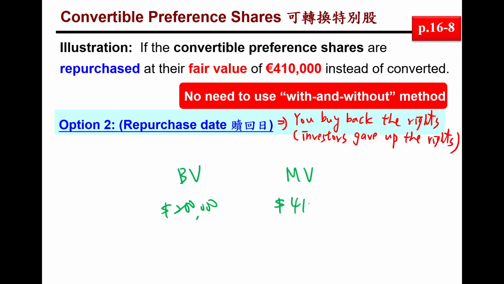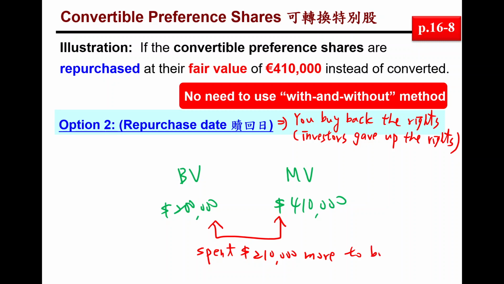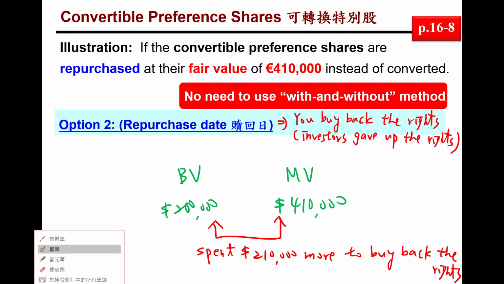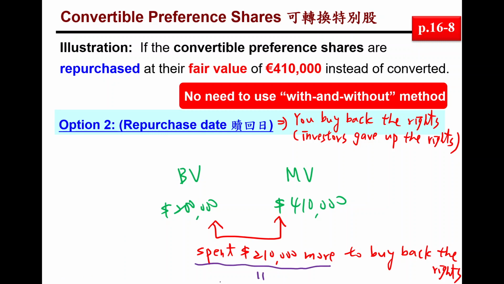How much money did you spend? $410,000, right? So remember, it means what? That's your gain or loss. You spend more money to buy back the same rights, right? Before, you sold it at $200. Right now, you buy back the right at $410,000. So you spend more money to buy back the right. How much more? The difference, right? So spend $210,000 more to buy back the right. So that's your loss, right?